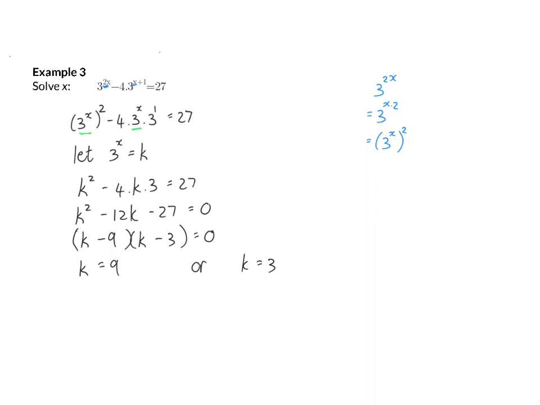And now I just need to substitute back the k with 3 to the power of x. So 3 to the power of x is either 9, which is 3 squared, or 3 to the power of x is equal to 3, or 3 to the power of 1. And then I have x can be 2, or x is equal to 1.